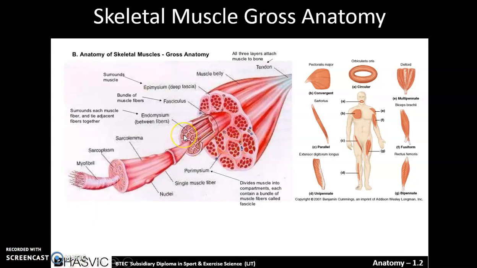The final connective material is the endomysium. This is the material between each muscle fiber, and it helps keep them together.